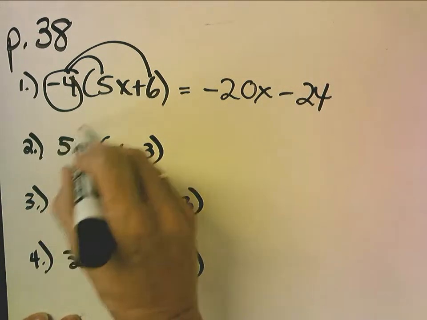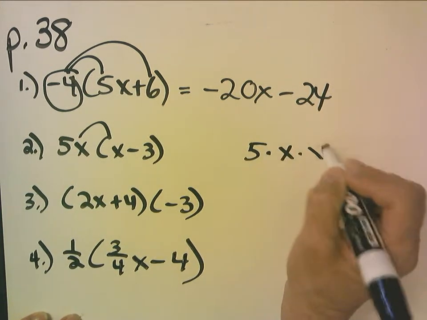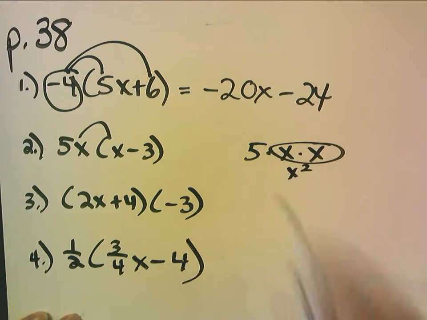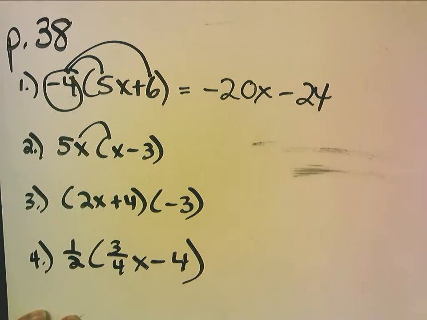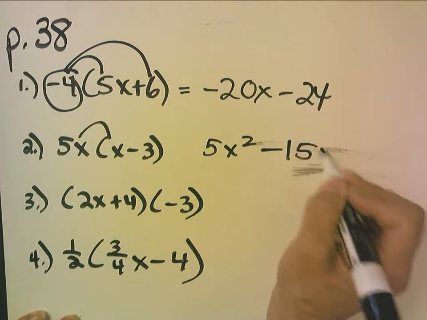Now we have 5x multiplying x. So remember, that's 5 times x. So this together becomes x squared. So we get 5x squared minus 15x.